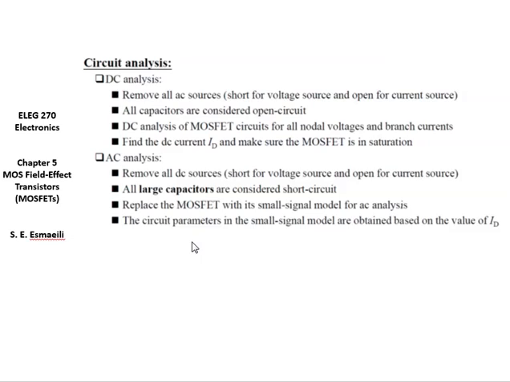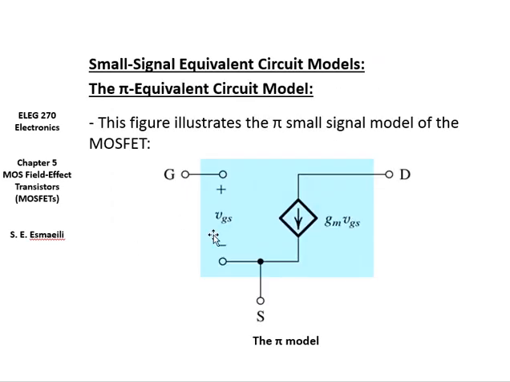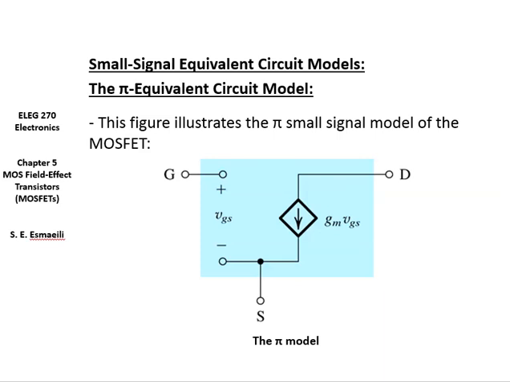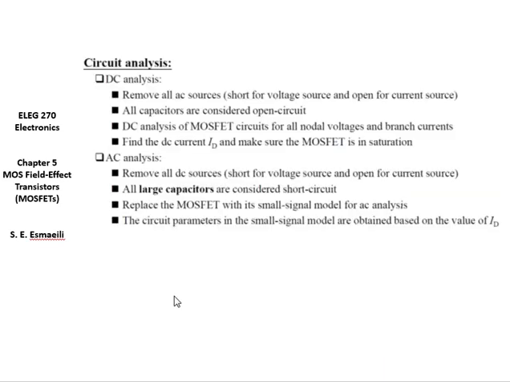Then when you want to do the AC analysis, you remove all the DC sources. So you ground them. And then the capacitors here are going to work as a short circuit. And then you replace your MOSFET with this model. Here also you have two models. You have the pi and you have the T, but I recommend you to stick to the pi model. And then you simply analyze the resulting circuit.